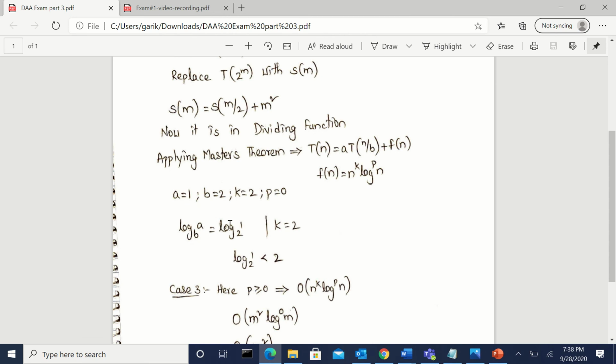First we have to calculate log a base b. Here the a value is 1 and the b value is 2. So log 1 base 2 is 0, and the k value is 2. We can clearly say that log a base b is less than k.